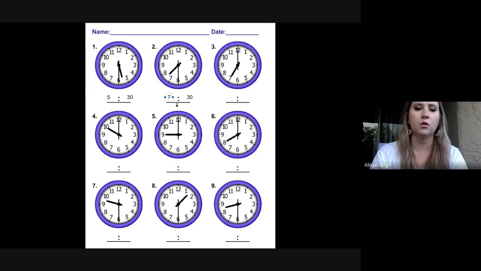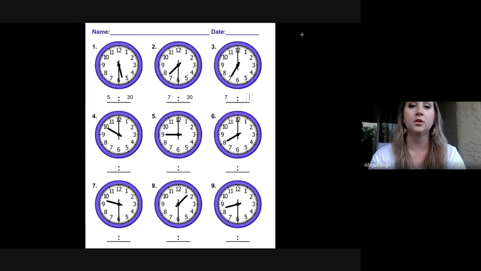Okay, I'm going to do one more with you. Right, so in this problem, I'm going to look for the hour hand. It's on the 7, so it's 7. Sorry about the dogs. And then in this case, now I'm going to look at the hour hand. The hour hand is on the 12. Now I'm going to look at the minute hand. The minute hand is on the 12, and when the minute hand is on the 12, I write 2 zeros. That means it's 7 o'clock.